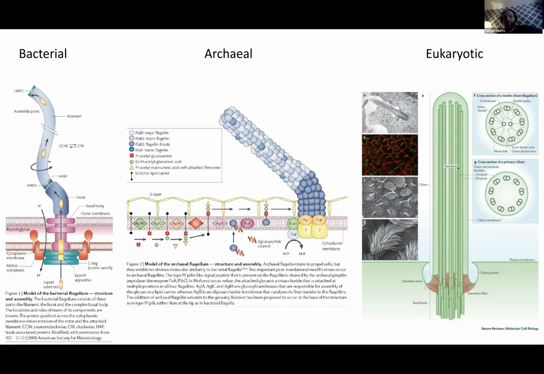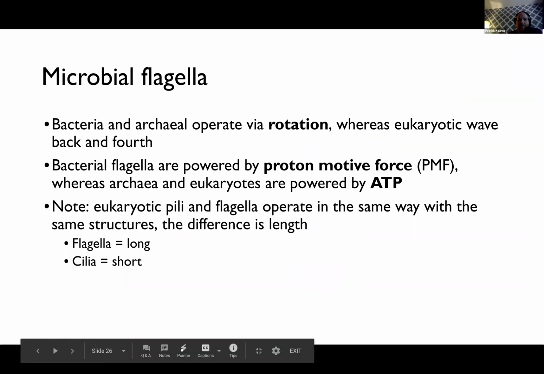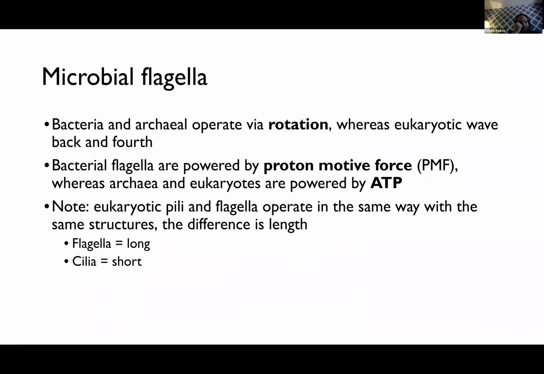Just wanted to show you the differences between the three categories. But the big difference here that you want to take away is archaea is powered by ATP, and our bacteria are powered by proton motive force. And so when we're thinking of how this movement actually occurs, bacteria and archaea operate via rotation, spinning. Now, eukaryotics typically wave back and forth, like wagging a tail.